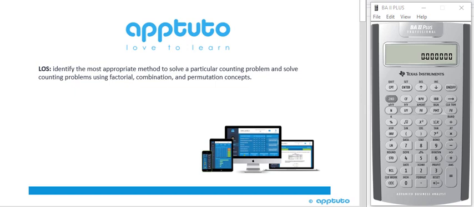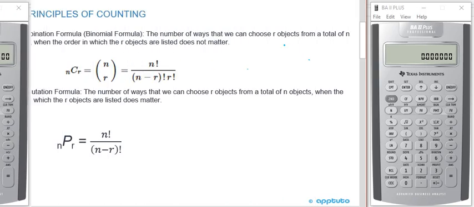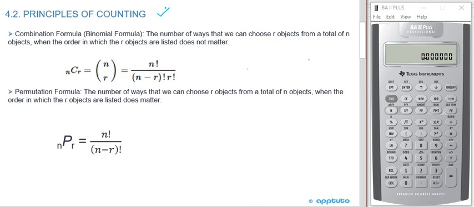This LOS is to identify the most appropriate method to solve a particular counting problem and solve counting problems using factorial, combination, and permutation concepts. The first thing that we're going to look at in the principles of counting is the combination formula, also called the binomial formula. The number of ways that we can choose r objects from a total of n objects when the order in which the r objects are listed does not matter.